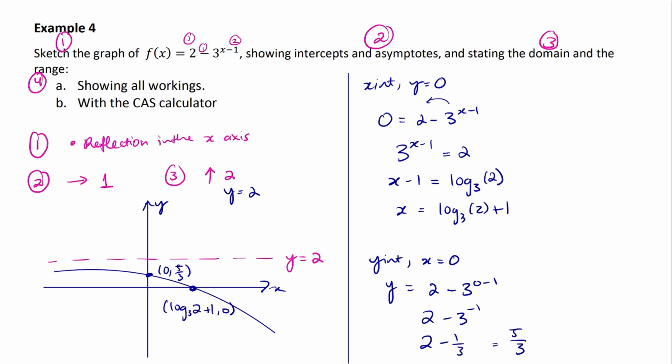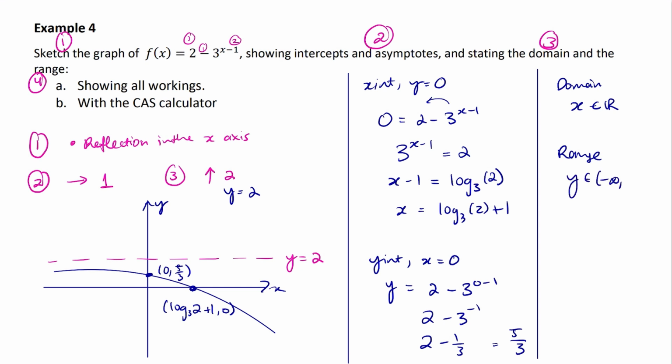Again, don't worry too much if you don't remember the logs. We'll be looking at that in a few lessons' time. Now that's my graph. In terms of the domain and the range, very similar to before. The domain is going to be every real value, so x is an element of every real value. And the range, this one's going to be a little bit different. The smallest y value this time I can see is negative infinity, and then the largest is 2, but it's going to be not included.